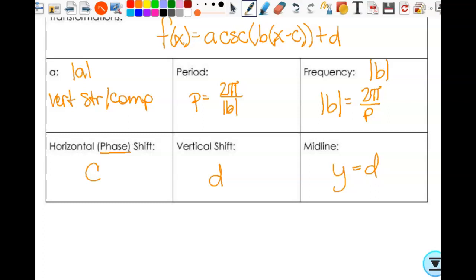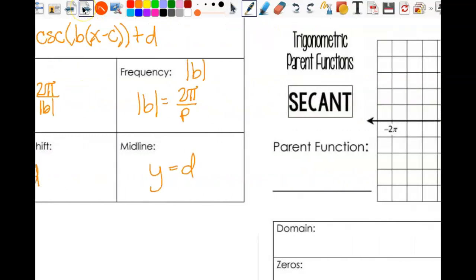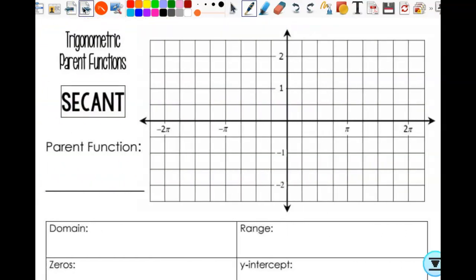All right. Then let's look at secant. Secant is going to be f of x is equal to the secant of x. What is secant the reciprocal of? Cosine. Remember, there's only one co in each pair there.